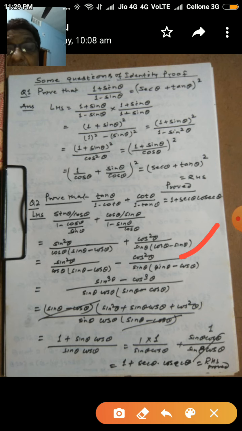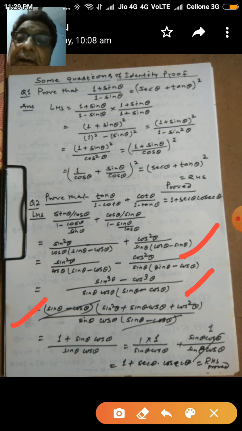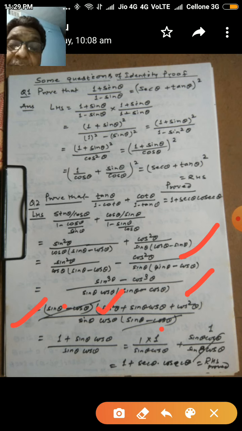Now taking LCM, we get the cubic form in the numerator, that is a cube minus b cube. So change it using algebraic identities: a cube minus b cube equals a minus b into a square plus ab plus b square, and then these two sin theta minus cos theta will cancel out, and the remaining is sin square plus cos square, which gives 1 plus sin theta cos theta, divided whole by sin theta cos theta.